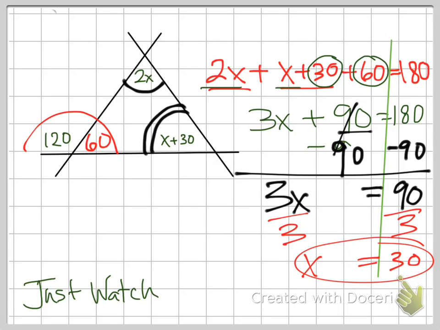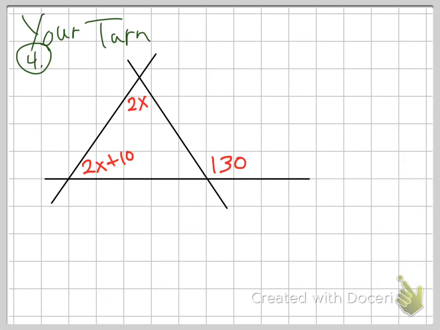Sweet. And then if I want to plug back in, I can clearly see that 30 plus 30 is 60. 2 times 30 is 60. Oh, 60, 60, 60. Equilateral triangle equals 180. Kabang. Next problem. Your turn. Push pause. Try this on your paper. It's pretty much exactly the same.